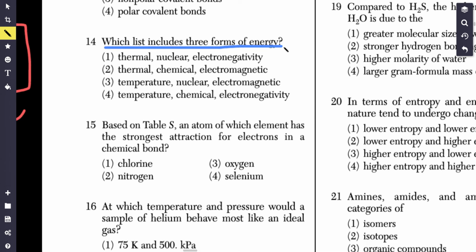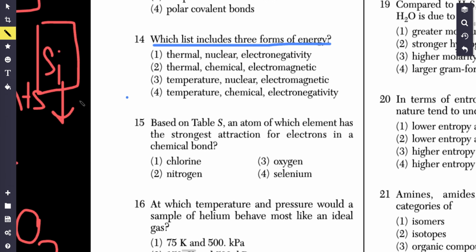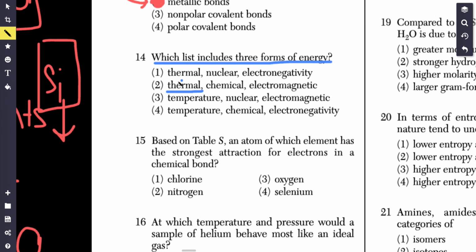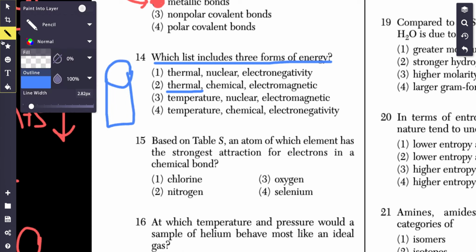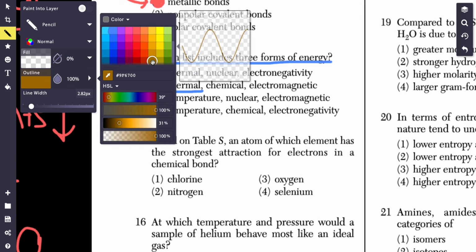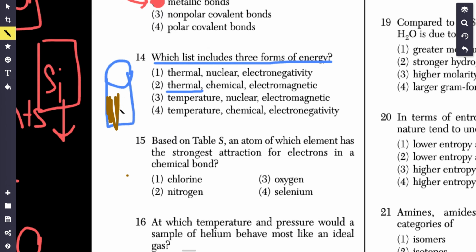Which 3 forms of energy? What are 3 forms of energy? Well, you can have thermal energy. Thermal energy in an object, you can kind of think about it. Let's say we have a hot cup of hot chocolate, that's going to have thermal energy.